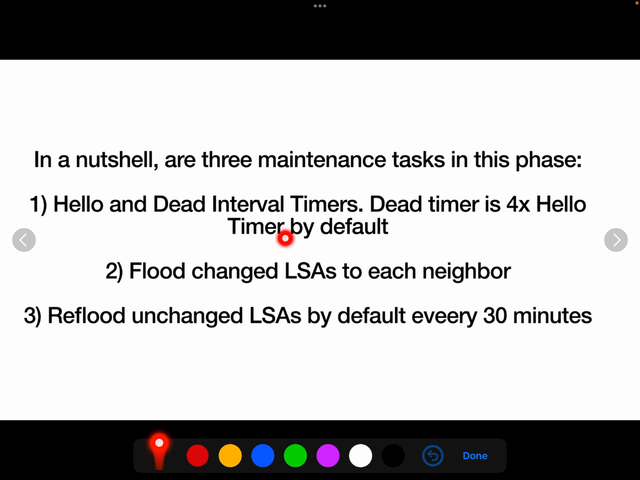What this means is, hello messages are being sent, but there's a dead timer as well. So if Charlotte's router, and we're talking about Charlotte's actual router, not Charlotte as a person, was not receiving a hello message for such a long period that it becomes 4 times that hello timer. So let's say the hello time is 10 seconds. Let's say it was 40 seconds without receiving a hello message.